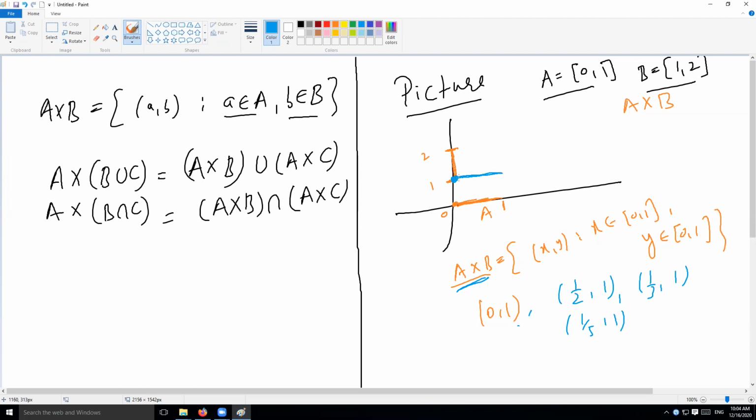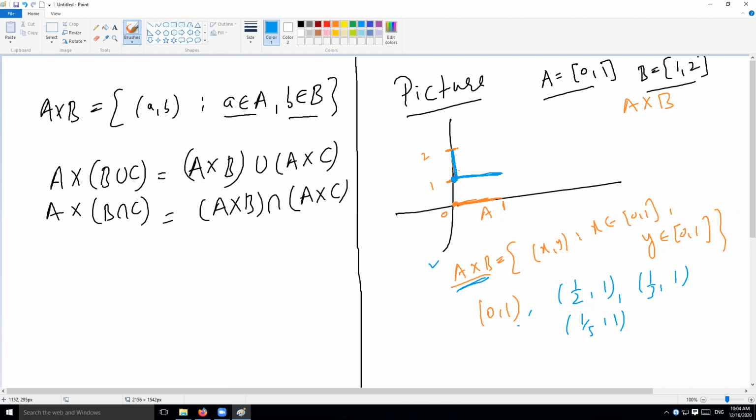All these points, take any ordered pair on this line and that is going to be inside the set A cross B. Do you agree with me? Yes sir, I do. Okay. Will this line be inside the cross product? Will it be or not?